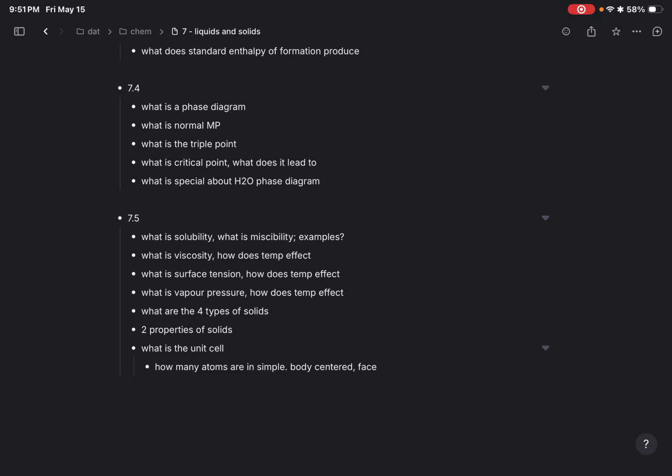So again, I'll just simplify it. Simple, you have one atom. Body center, you have two. And face, you have 4. So yep, that's all for today.